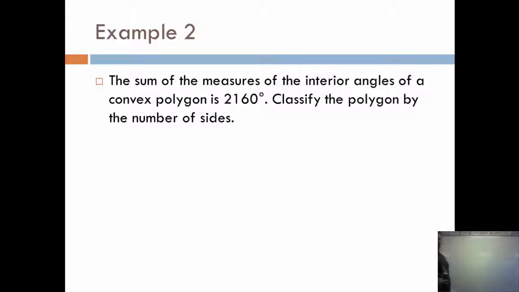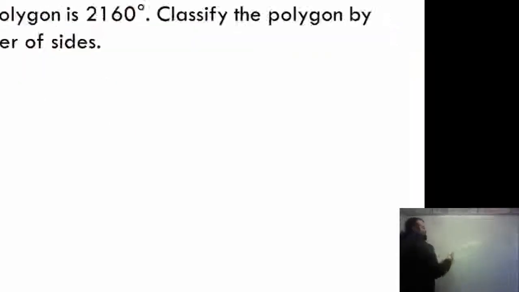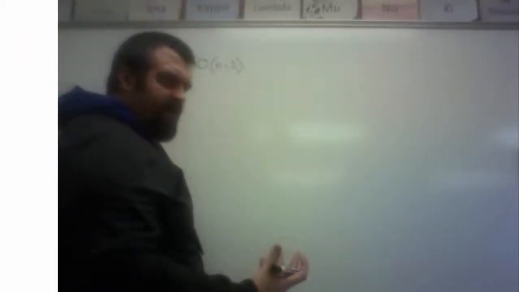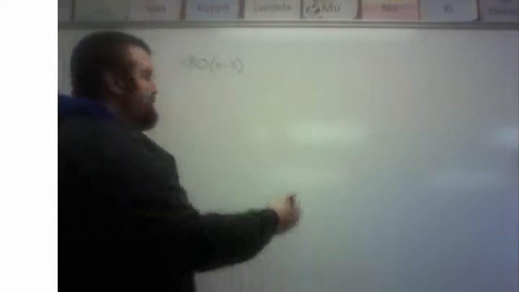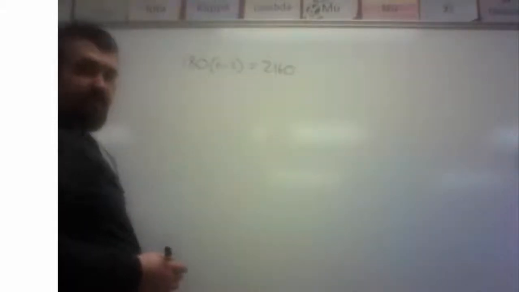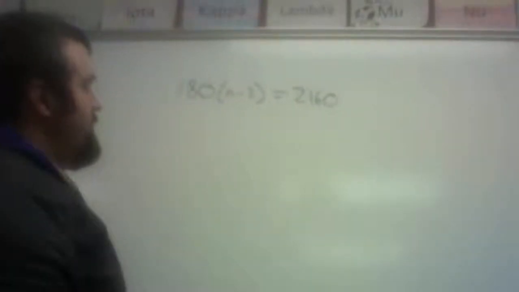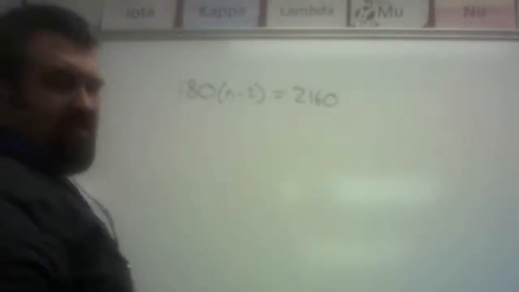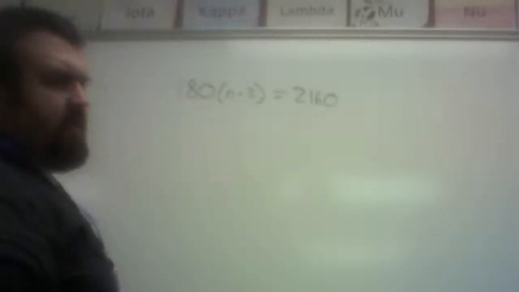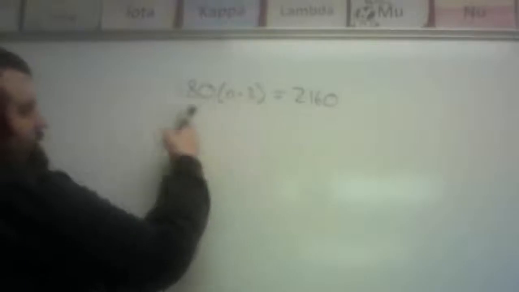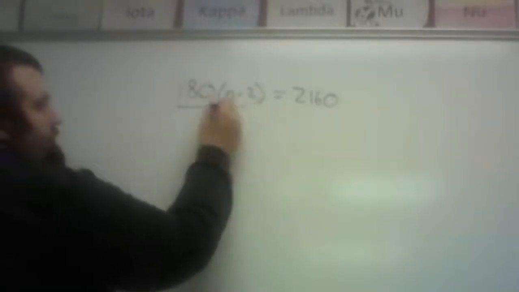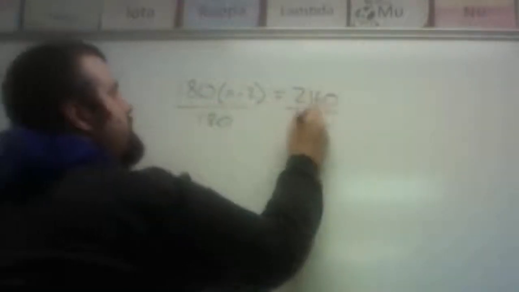Now, I could try doing this in some other way than using the formula, but let's use the formula. I know 180 times n minus 2, well, that's the sum of the interior angles. But I already know the sum is 2,160. So at this point, why don't I just solve for n? The furthest thing out on this side from n is 180, so let's divide both sides by 180.